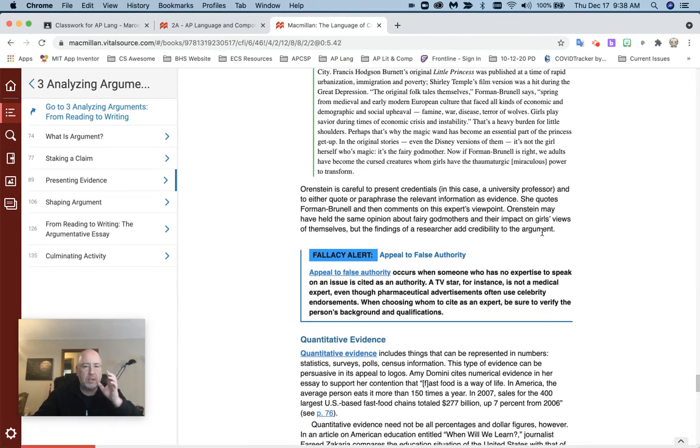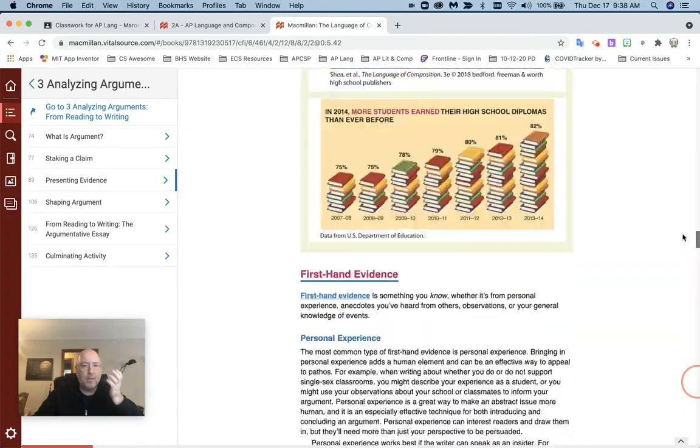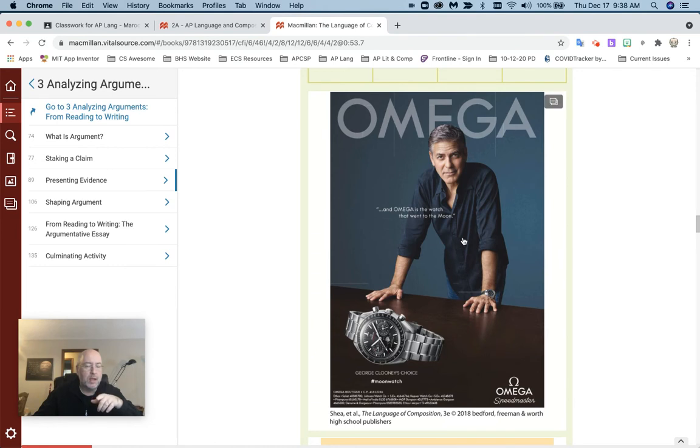Now, the fallacy is you have to be careful not to pick someone who's an authority just because they're a celebrity. And my favorite example of this is the one that you just did. When we look at this one, George Clooney, somehow or another, because we're putting him in as a TV star, that he's an expert on watches and on going to the moon. George Clooney is an expert on George Clooney, and if you like his acting, you can consider him an expert on acting. That doesn't make him an expert on watches, fashion, or going to the moon.